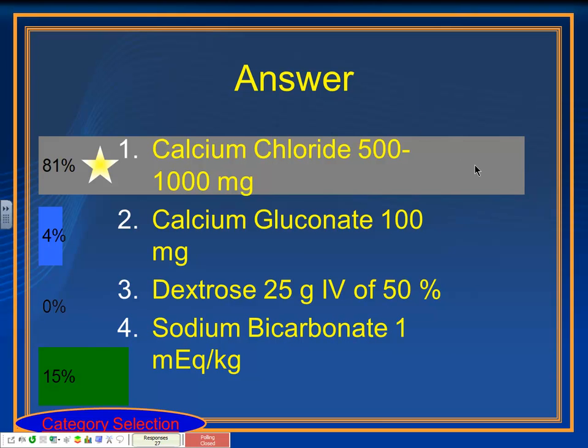So the calcium chloride, 500 to 1,000, is the correct dosage. Calcium gluconate would have worked too, except that's not the correct dosage. You wouldn't give dextrose for this. And sodium bicarb helps with another reversal, which we'll talk about later.